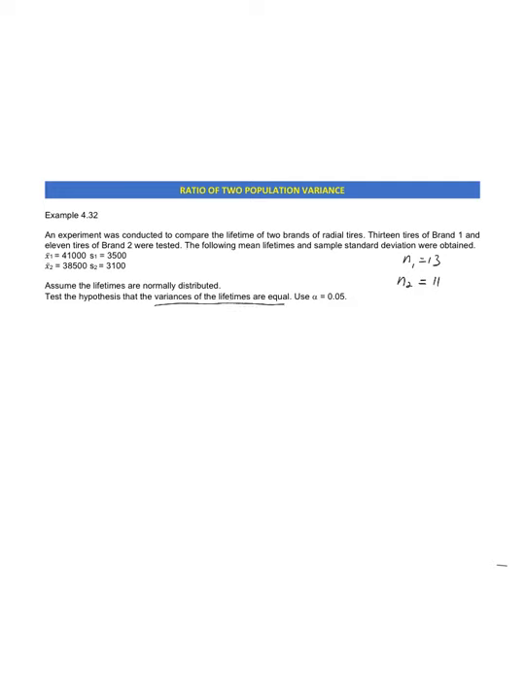Okay, so H0, H1 kita, kita nak test whether the variances are equal or not. So sigma 1 square equals to sigma 2 square versus sigma 1 square not equal sigma 2 square. Brand 1 not equal brand 2. Okay, test statistik kita very simple. Untuk ratio of the two variances, kita akan gunakan F. F equals to S1 square, 3500, jangan lupa kuasa 2, bahagi dengan 3100 kuasa 2. So we will get 1.275.